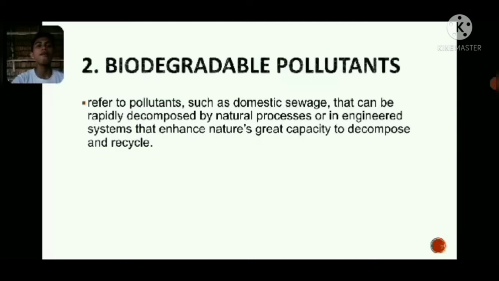Second is biodegradable pollutants or malata. It refers to pollutants such as domestic sewage that can be rapidly decomposed by natural processes or in engineered system that enhance nature's great capacity to decompose and recycle, just like paper.